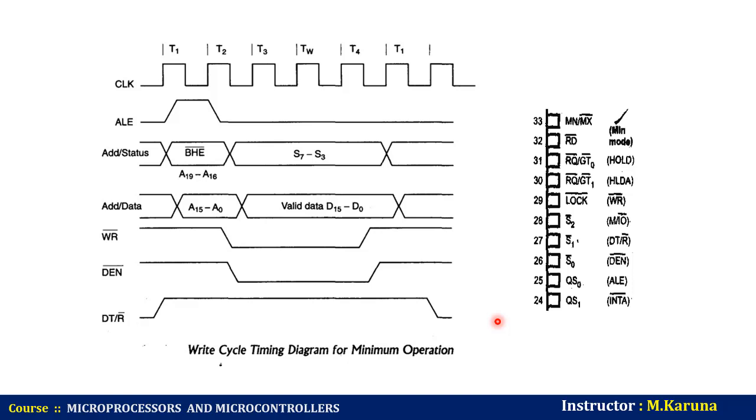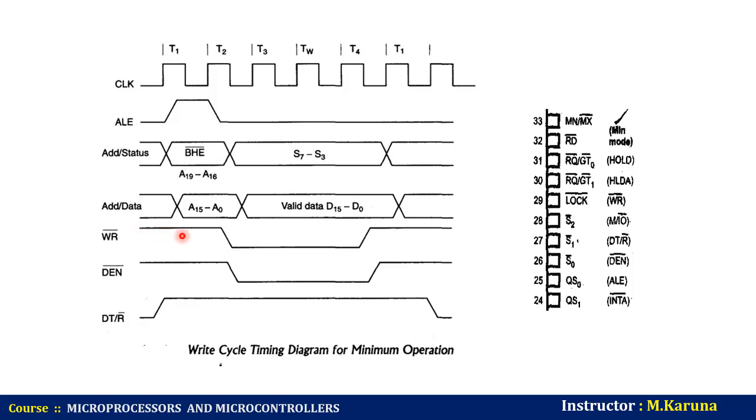Similarly, in case of the write cycle timing diagram for minimum mode operation, I have represented the signals here, see the side. Minimum mode: hold, write, memory IO bar, data transmit or receive, data enable signal, ALE, INTA pins. The same pins act as these signals in minimum mode operation. So in this write case, the only difference is write bar. These are the demultiplexed signals, address and status signals, address and data signals. These timing diagrams are required when performing the write operation. So write bar is nothing but an active low signal.